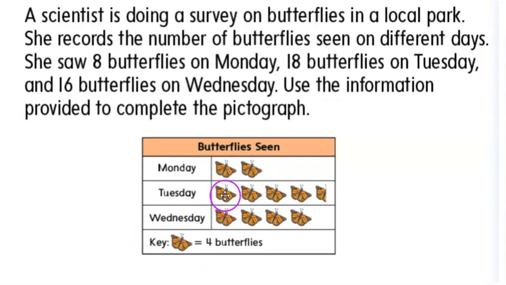Then you'll notice that for Tuesday we had 18 butterflies. So let's count by 4s. 4, 8, 12, 16. Now, if one butterfly represents 4 butterflies, half of a butterfly would equal 2. So again, we have 4, 8, 12, 16, 17, 18. So that matches our data, right? 18 butterflies. On Wednesday, we had 16. So let's count. We have 4, 8, 12, 16. Again, that matches our data.